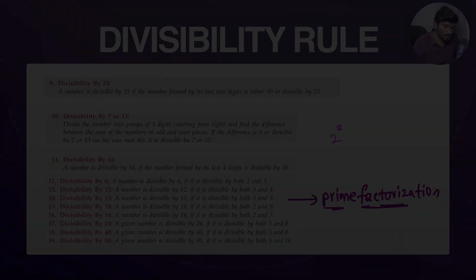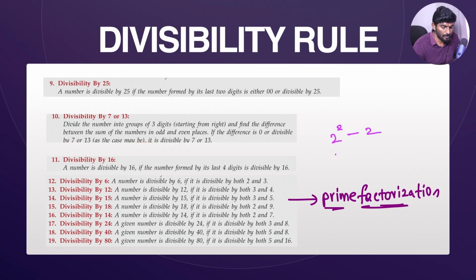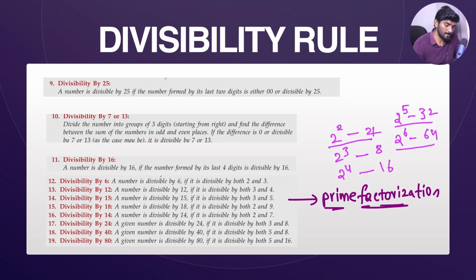Okay. 2 squared is 4. 2 cubed is 8. 2 power 4 is 16. 2 power 5 is 32. 2 power 6 is 64. This you know, right? What does this mean?